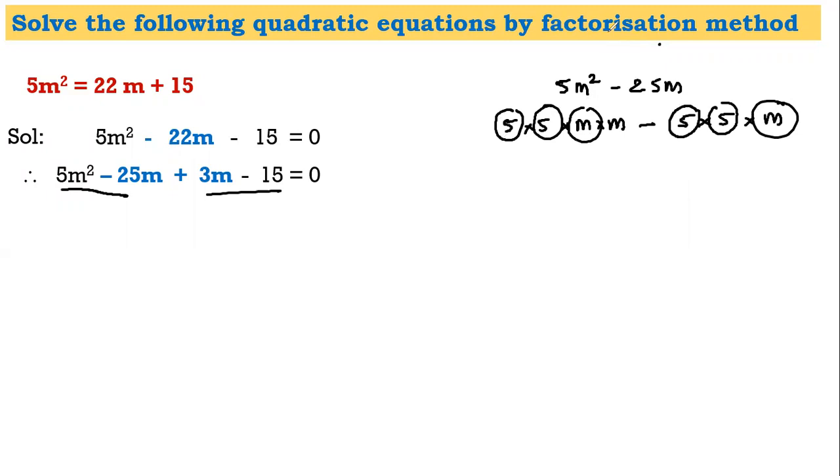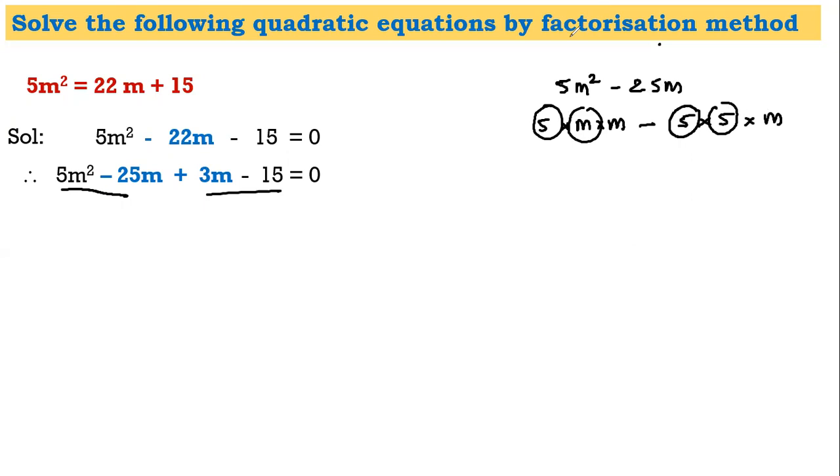I'm really sorry. I did a mistake here. I don't understand how I got two fives here. I'm sorry for that. So it has to be 5 into m. 5m square would be 5 into m, and 25m will be 25 into 5 into m.